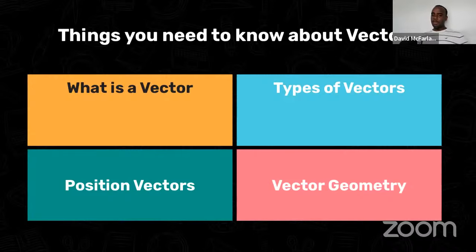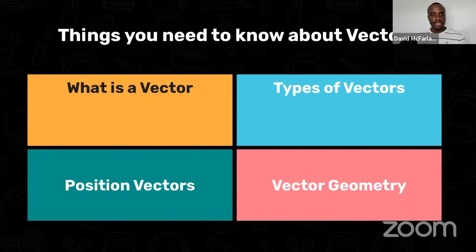So the reason why I ask that is because you basically can split vectors into these four parts. Once you get the idea for what a vector really is, it all starts from there. So let's write down the definition of a vector.